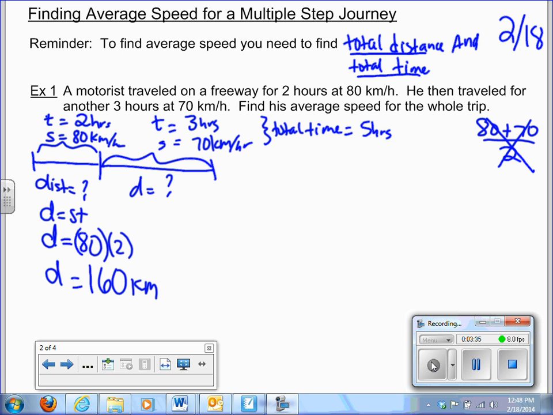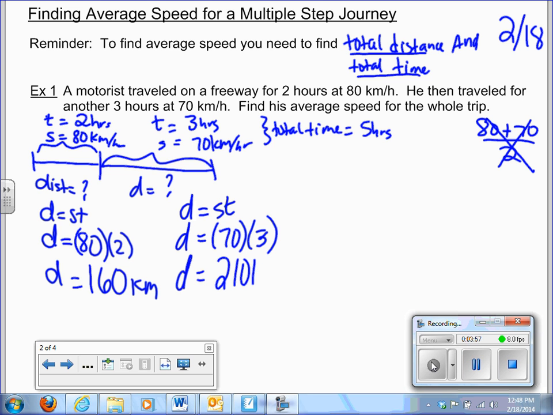Okay, we're going to use this also to find the second part of the trip. D equals ST. Michael H., can you please fill in the values for me for the second part? Okay, D equals 70 in parentheses and 3 in parentheses. Good. 70 kilometers per hour for 3 hours gives us a total distance. 70 times 3, kids, is? 210. Good. Kilometers. All right. So my total distance is 160 plus 210. What is that, kids? 370 kilometers.